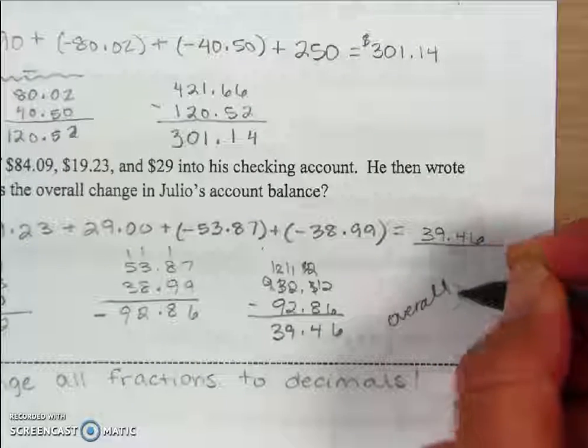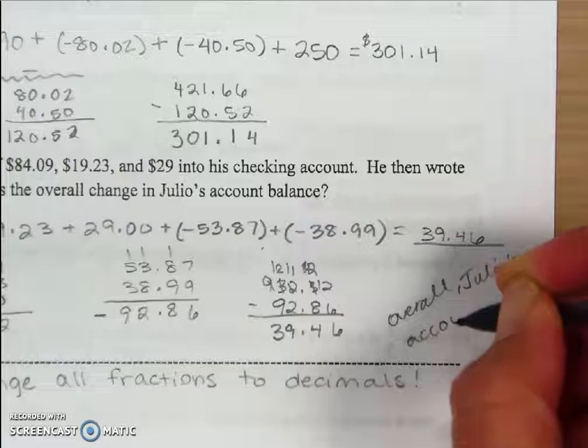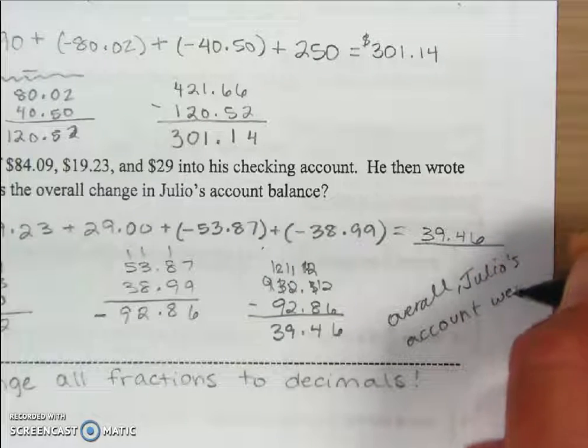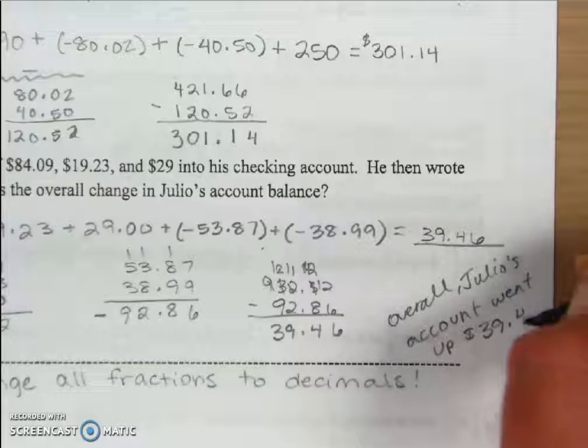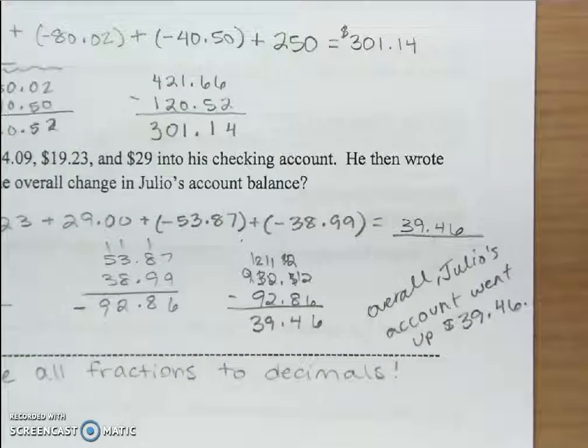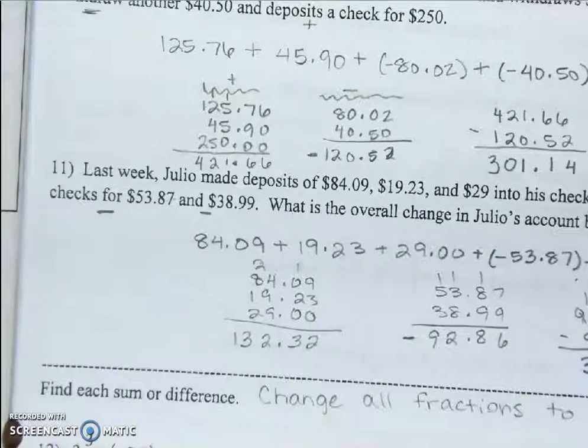Overall, that was Julio. So Julio's account went up $39.46. So his account still went up. All right, now the scary part, the fractions into decimals.